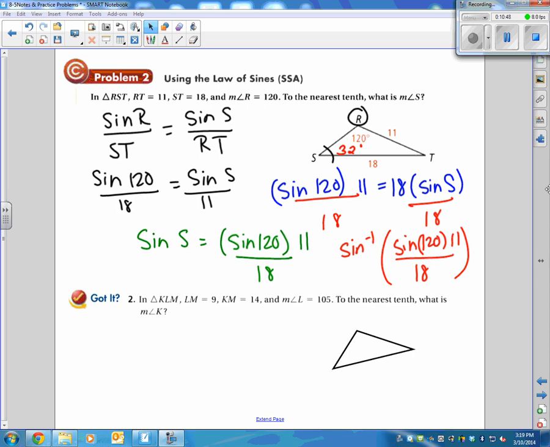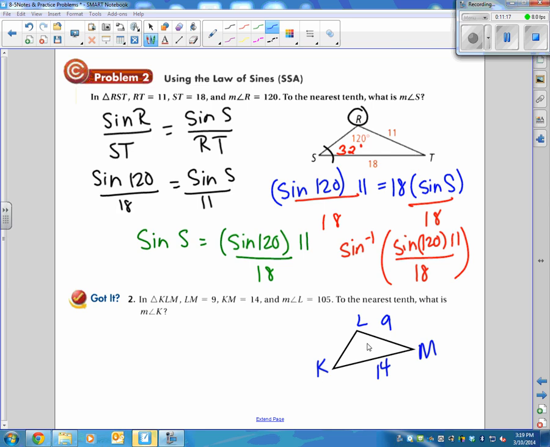For number 2, we have KLM, and I'm going to draw the triangle and label its points so that I can get a picture of what's going on. I'm going to label them in the order in which they are listed so that I can make sure everything is set up correctly. It looks like side KM is going to be 14, and side LM is going to be 9.